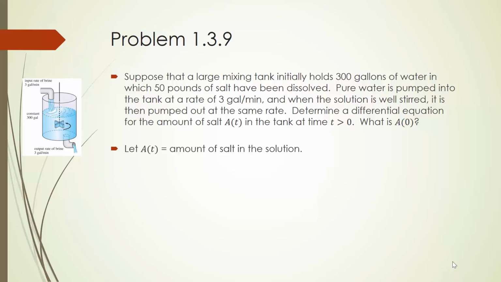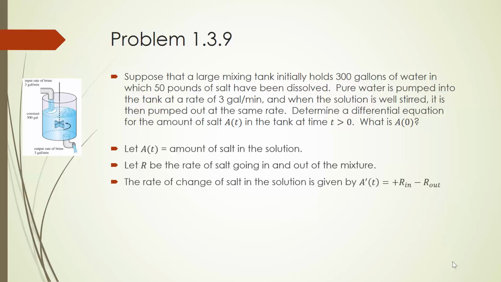So let's assign variables. A of t is going to be the amount of salt in the solution. We can measure that in pounds. And we're going to need some help with the rate of going in and going out. So let R be the rate of salt going in and out of the mixture. More specifically, we'll say R in for the rate of salt going in and R out for the rate of salt going out. So that's the rate of change of salt in the mixture.